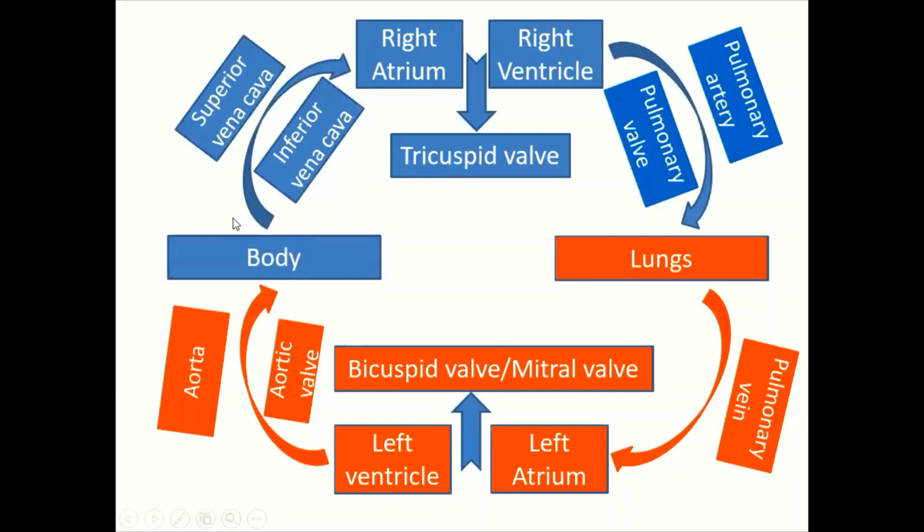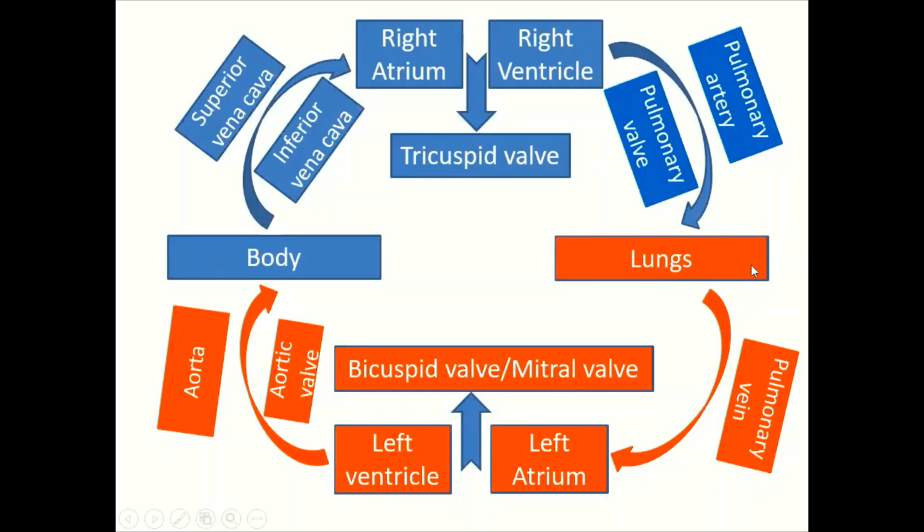The deoxygenated blood from all over the body except the lungs is returned to the right atrium via the vena cava, superior and inferior vena cava. The right atrium pumps the blood to the right ventricle. Between them is a tricuspid valve that prevents the backflow of the blood to the right atrium. The right ventricle pumps the blood to the lungs, and the blood is carried by the pulmonary artery. The pulmonary artery has a pulmonary valve to prevent the backflow of the blood to the right ventricle.